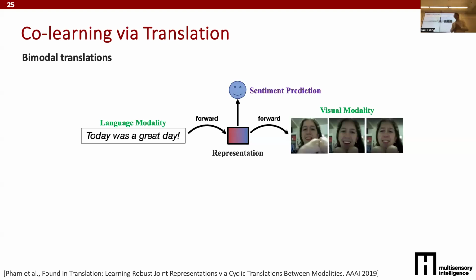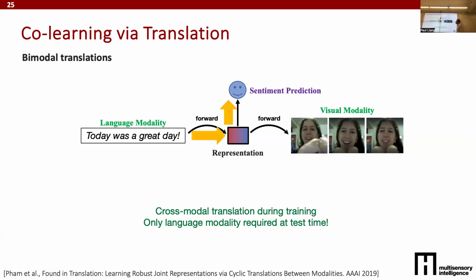And therefore, you can use that representation for sentiment prediction. And during test time, what happens is you would have trained this model. You would take in language, go through the forward pass to encode the representation, and just pass it through the classifier head to predict sentiment. And you will not predict the visual anymore because you don't have to predict the visual during testing. So you do cross-modal translation during training, where you need both language and the corresponding vision. But during testing, you just take in the language, predict the representation, and then predict the label.